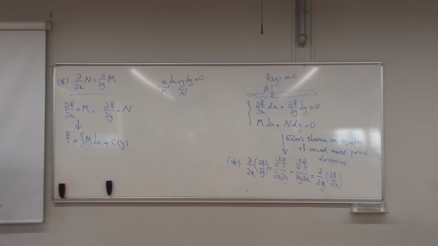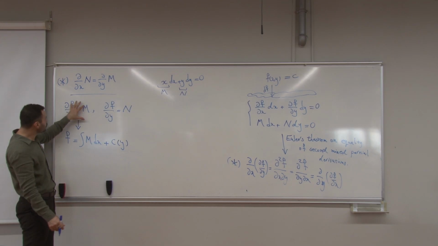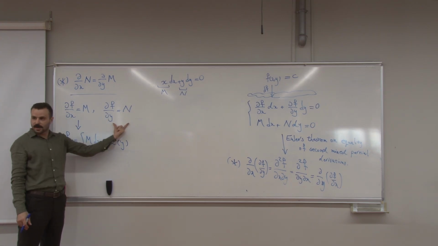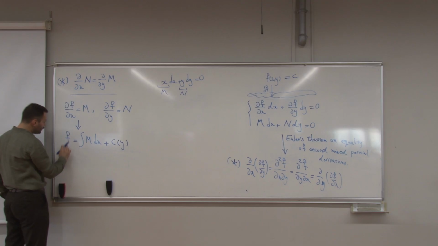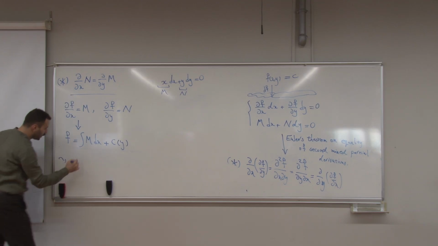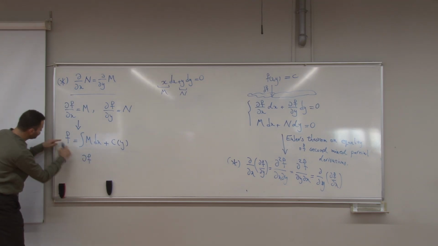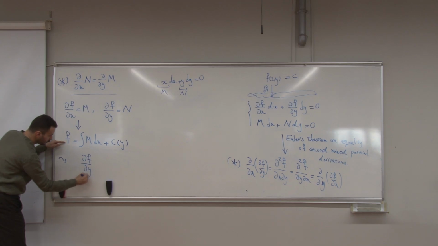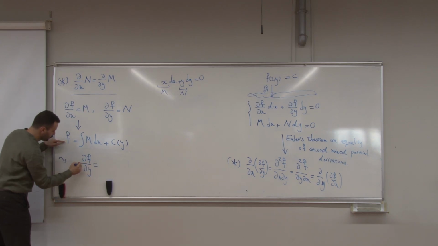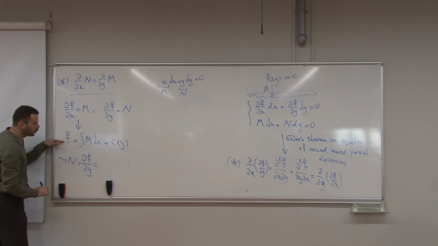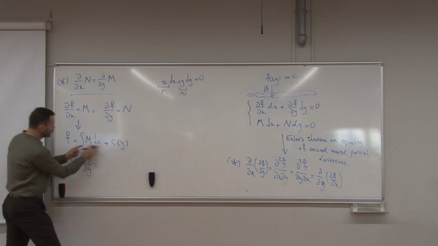What now happens? For the rest, what should I do? I'm using this, but I still have not used this assumption, right? What we are going to do is this. Take the partial derivative of both hand sides with respect to y. What is going to be the partial derivative of this with respect to y? This is going to be equal to N, right? N. I just wrote it.